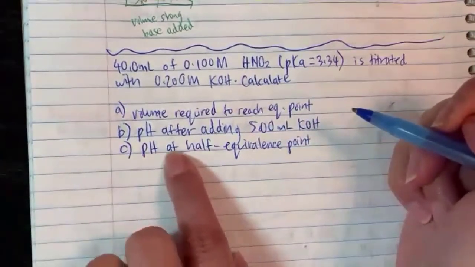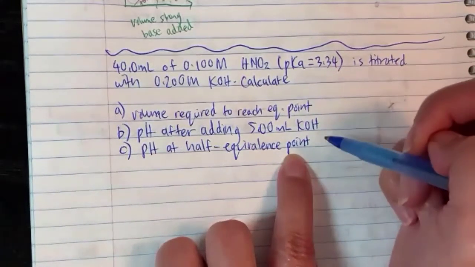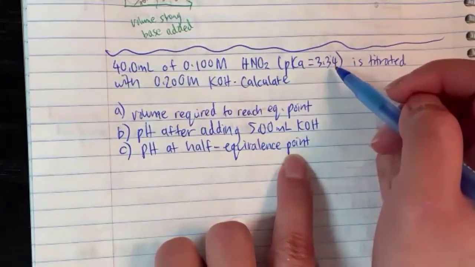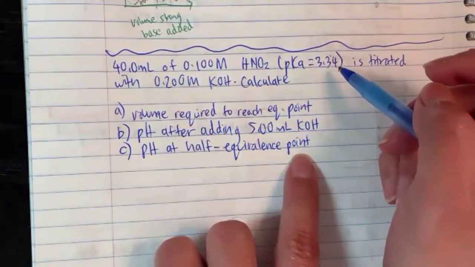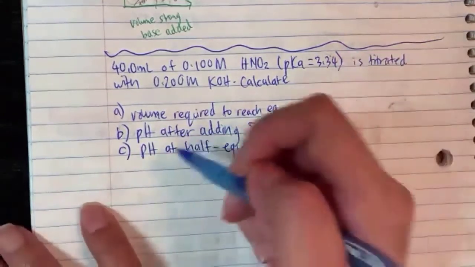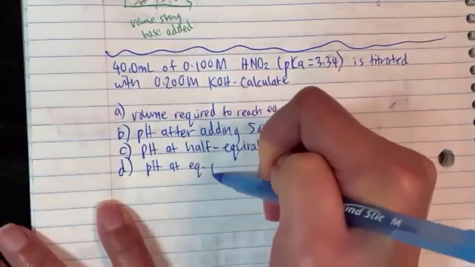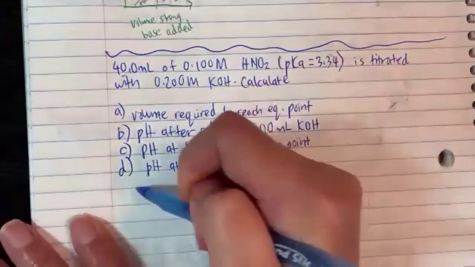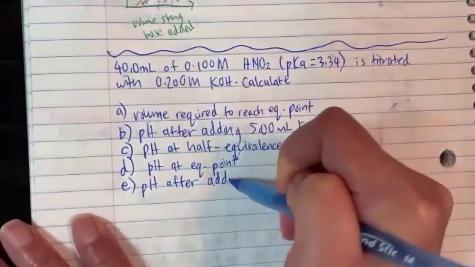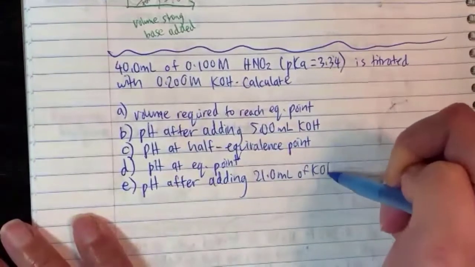Remember that the pH at half equivalence point is actually the pKa. So the answer is already there. But I want to show you, if you did a chart, I'll prove it to you why pH and pKa are the same at that point. But you don't really have to do the math if you already know that at half equivalence point pH is pKa. But I'm going to do it to show you, okay? D, the pH at equivalence point, E, the pH after adding 21 mL of KOH.